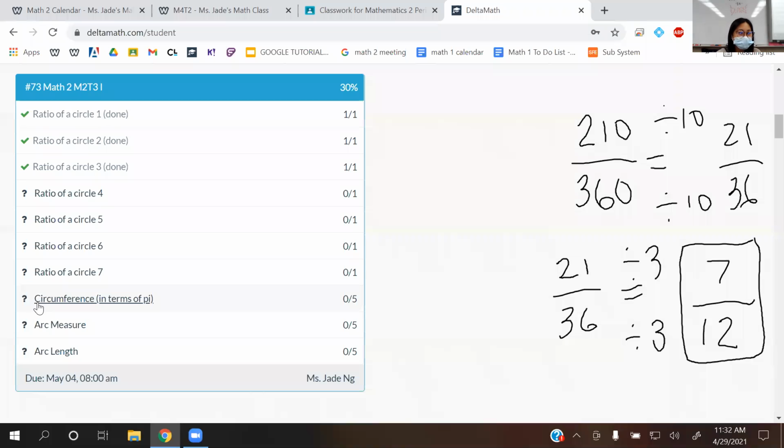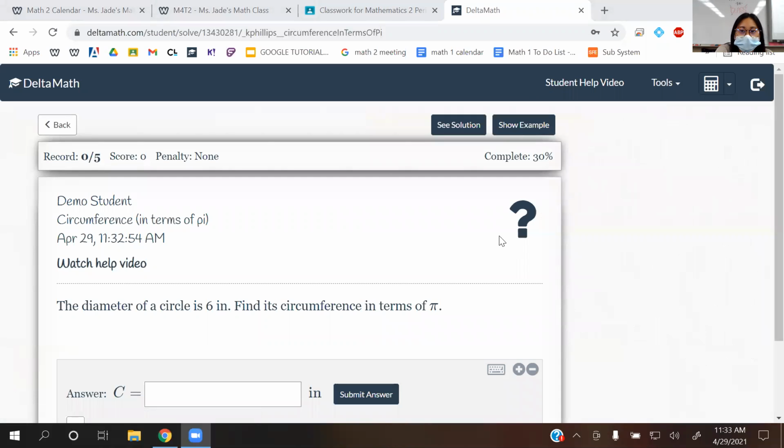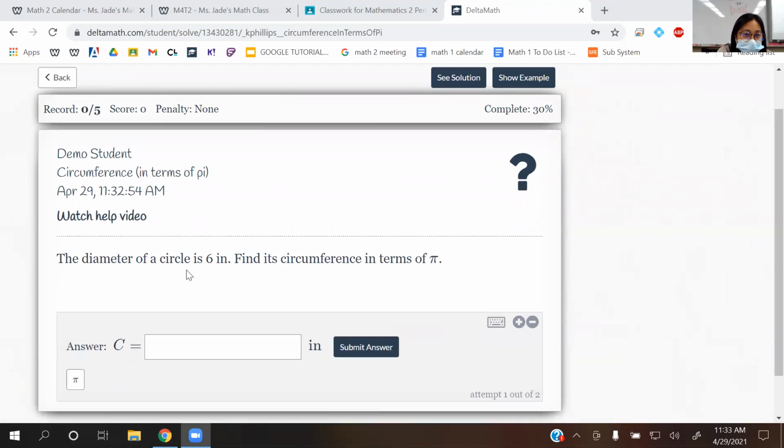So this next category is circumference in terms of pi. Oops, let me actually clear all of that stuff, my bad. Okay, so the diameter of a circle is 6 inches and find its circumference in terms of pi.